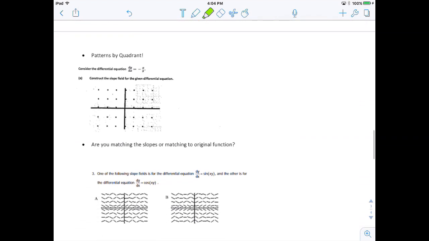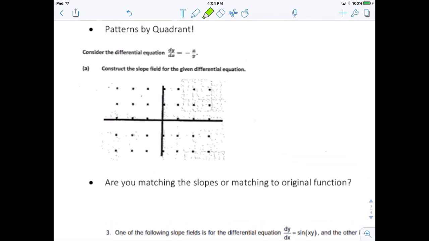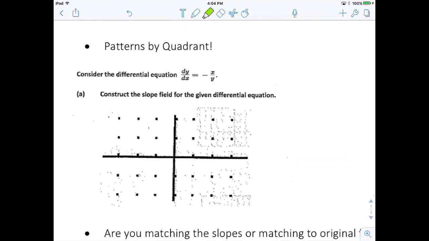Okay, couple more things. This is going to be a short and sweet live stream. So, patterns by quadrant. This is something I use quite often when I match, because knowing what the patterns are based on the quadrants can really help you. So, in the first quadrant, remember that your x is positive and your y is positive. And so when you're looking at this, that should sort of help you with your slopes. In this quadrant, you've got positive, negative. In this quadrant, you've got negative, positive. And in this quadrant, you've got negative, negative.